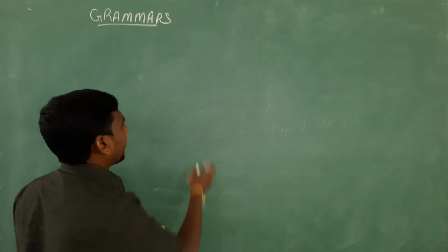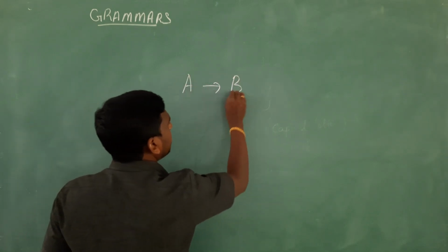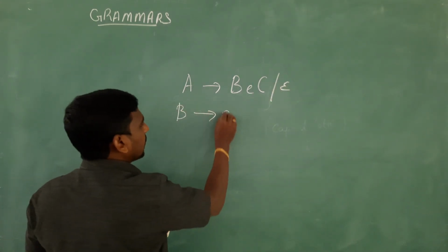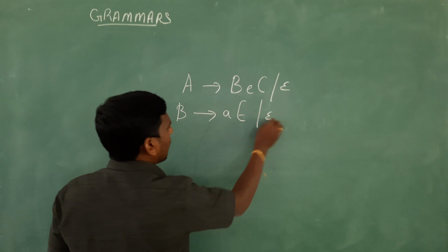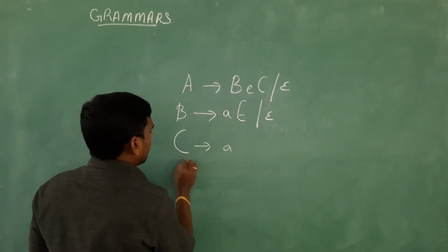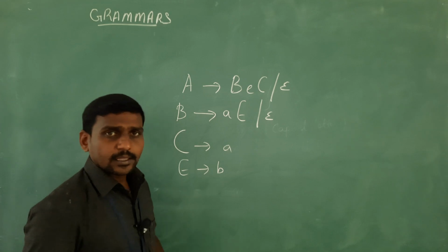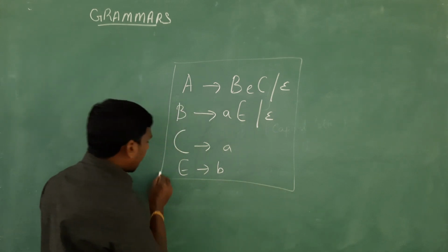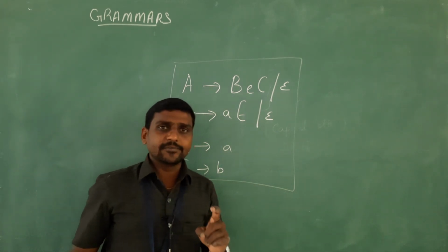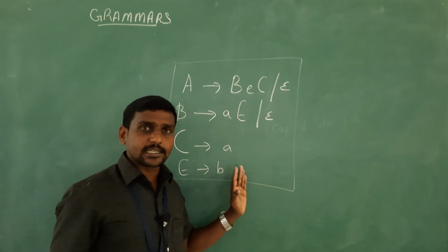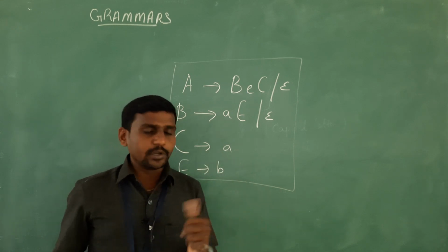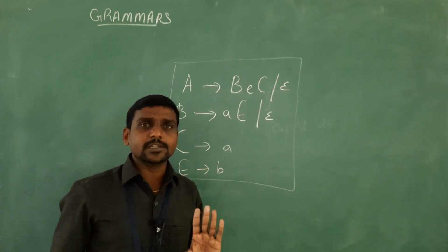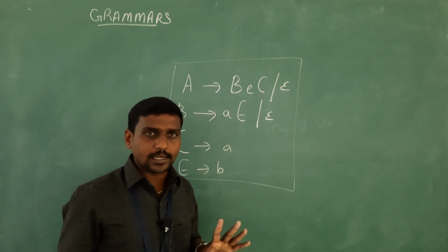For example, I can write A tends to BEC / epsilon, B tends to AE / epsilon, C tends to A and E tends to B. I can say these things are a grammar. Everything together is called a grammar. So let me check whether this grammar has G equal to VTPS. I told you G consists of all the 5 tuples, then only we will call it a grammar.